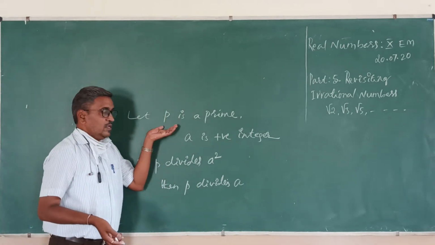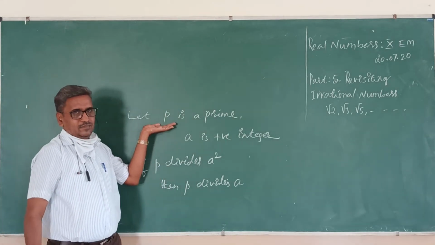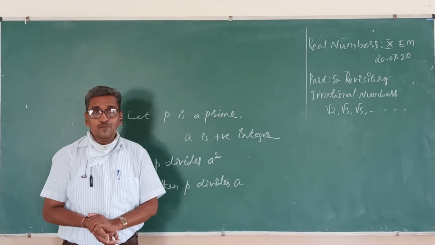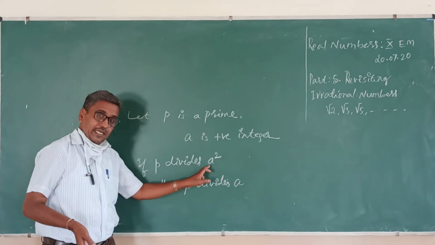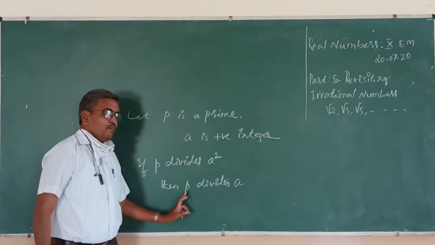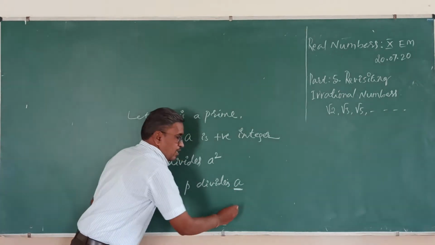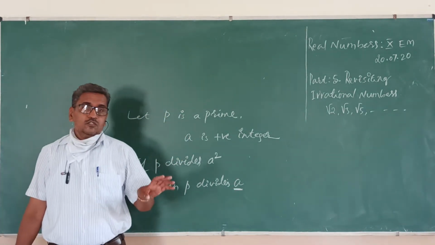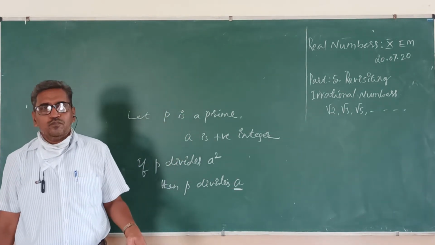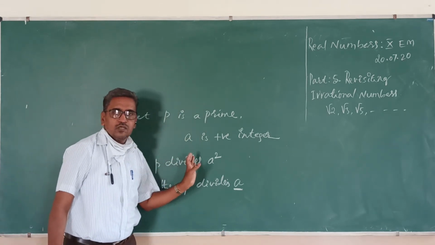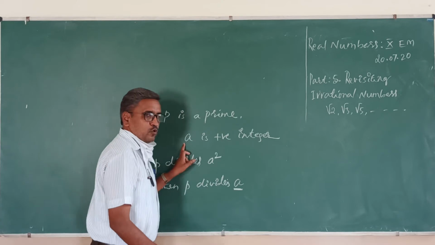So p is a prime number and a is a positive integer. If p divides a square, then p divides a also. You can prove this theorem, but it is not necessary to prove it here; generally you just want to know it.